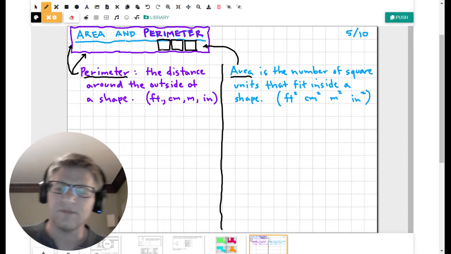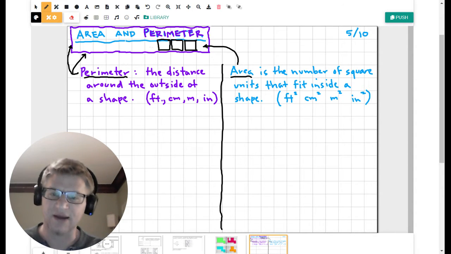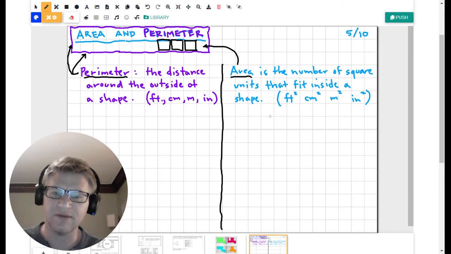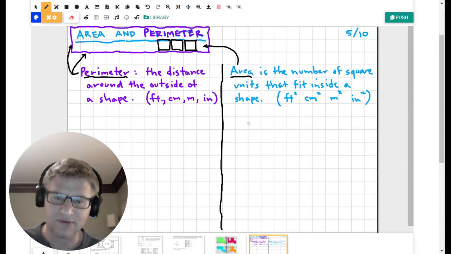All right, now let's practice that. A couple ways to get it. So let's go back to our area calculations. And for area, you often are talking about counting squares.